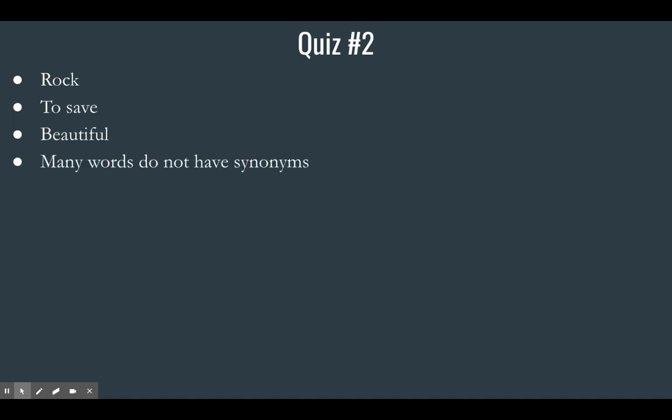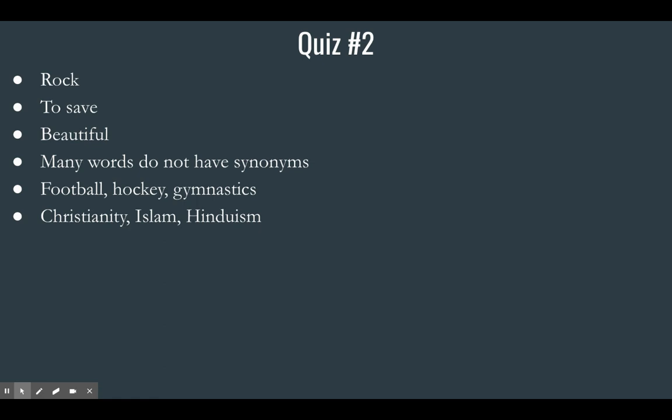Okay. 5 and 6, I asked you to give me 3 examples of each. So football, hockey, gymnastics, and so forth. Religion, Christianity, Islam, Hinduism, and so forth. Number 7 said we can define a word by listing species of it, which is what you did at number 5 and 6. What is another way to define by example? The answer is by demonstration or by pointing to it.